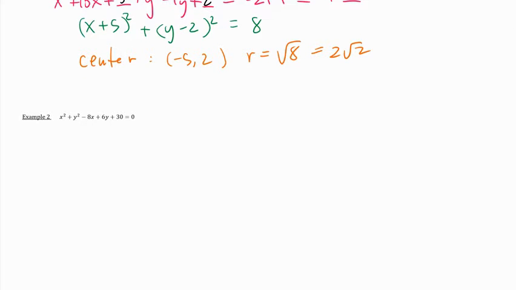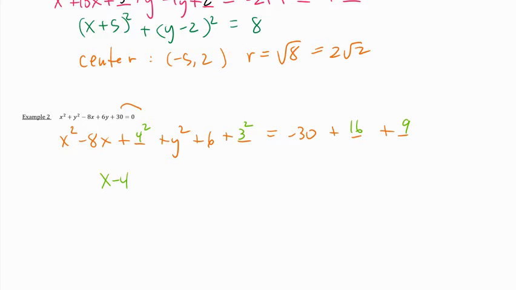On example 2, I have x squared minus 8x plus something plus y squared plus 6y plus something. Move the 30 over. Add the two things that I added. Half of 8 is 4, so I'm adding 16. Half of 6 is 3, so I'm adding 9. X minus 4 squared plus y plus 3 squared is equal to -5.